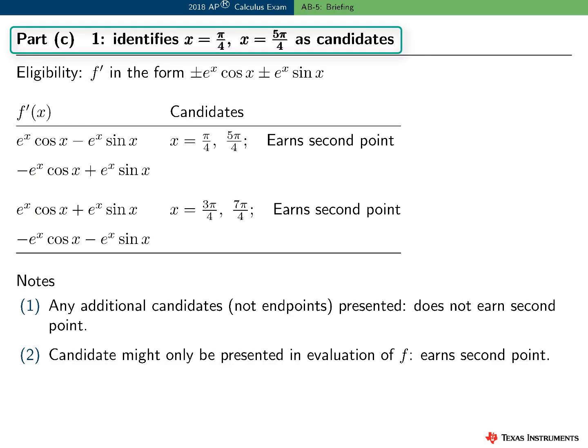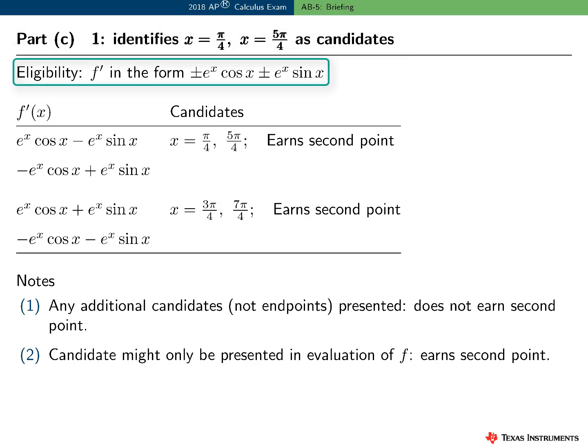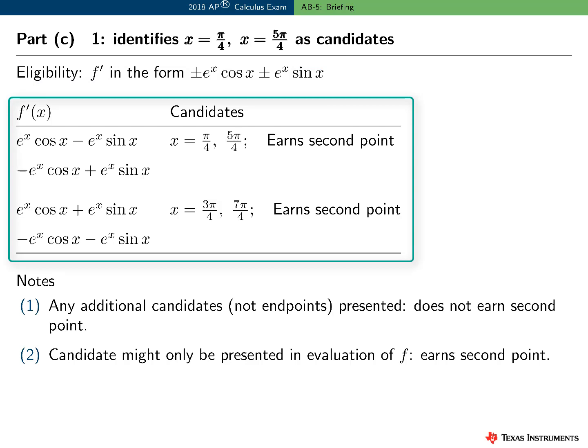The second point in Part C was for identifying x equal pi over 4 and x equal 5 pi over 4 as candidates for x coordinates where the absolute minimum value occurs. And there was also an eligibility criteria here. The student's first derivative must be of this form. Here's a table of these four forms, the x-coordinate candidates, and how each response was scored.